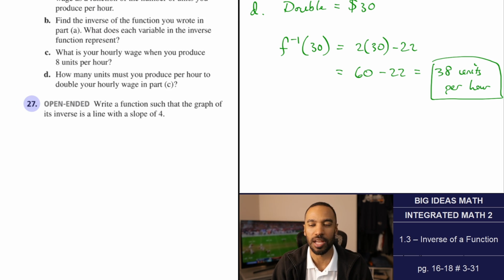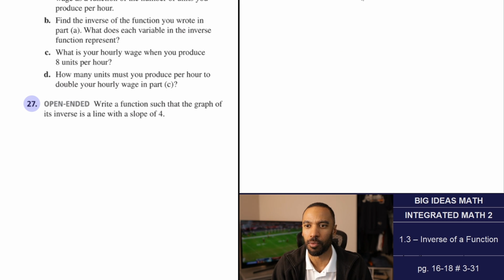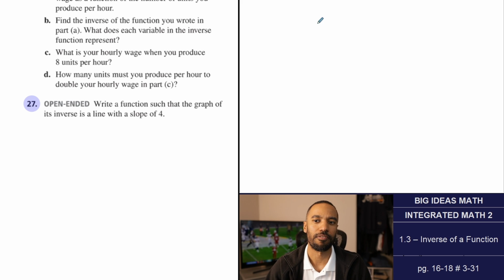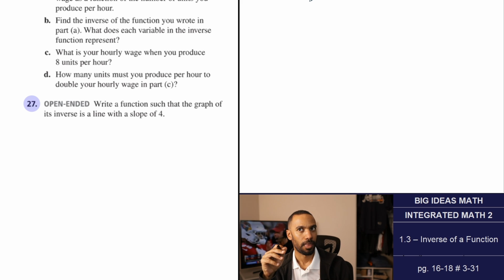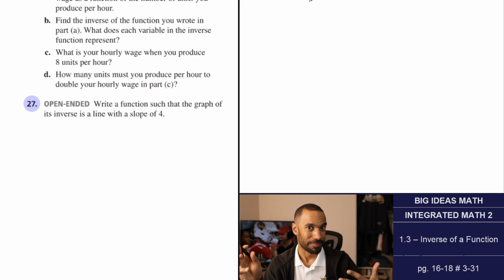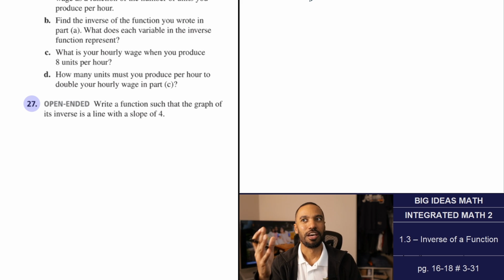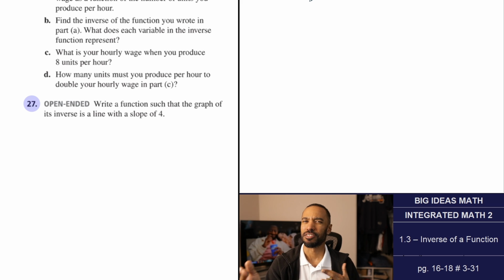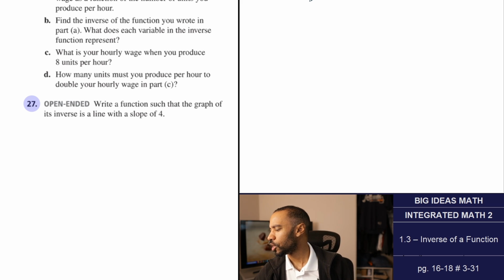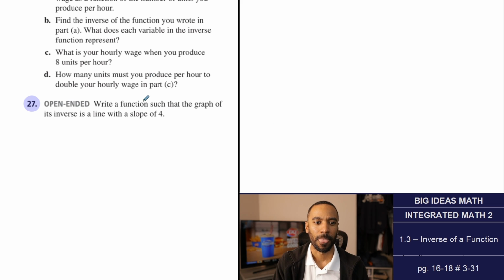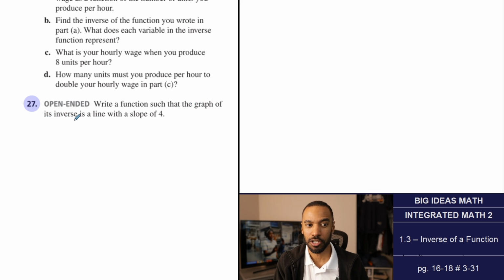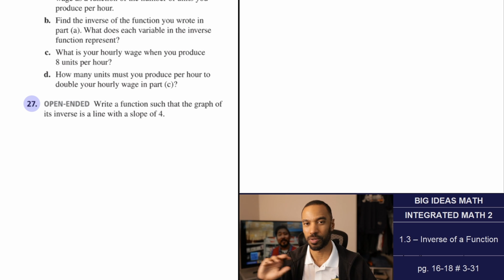All right, open-ended. It's not just what I say, and I don't know what it is yet, but let's figure out what it is. Write a function such that the graph of its inverse is a line with a slope of 4. Now, here's the thing. An inverse of a function is an inverse of a function, and the function is also an inverse of its inverse. See what I mean? The reason I bring that up is because maybe they're tricking you with the wording. They could also say, write an inverse such that the graph of its function is a line with a slope of 4. I don't care which one's the inverse and which one's the function.